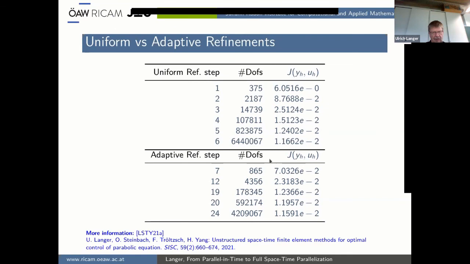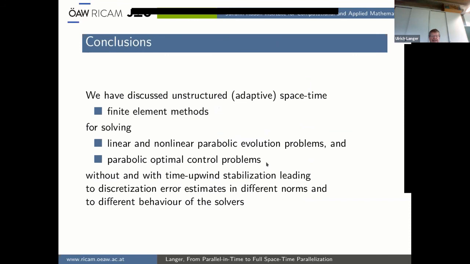Conclusion and outlook. We have discussed real unstructured adaptive space-time finite element methods. No time slices, nothing. For solving linear and nonlinear parabolic evolution problems and parabolic optimal control problems, also constrained by nonlinear parabolic equations, without and with time upwind stabilization. Time upwind stabilization leads to discretization error estimates in different norms, of course, and to different solver behavior.